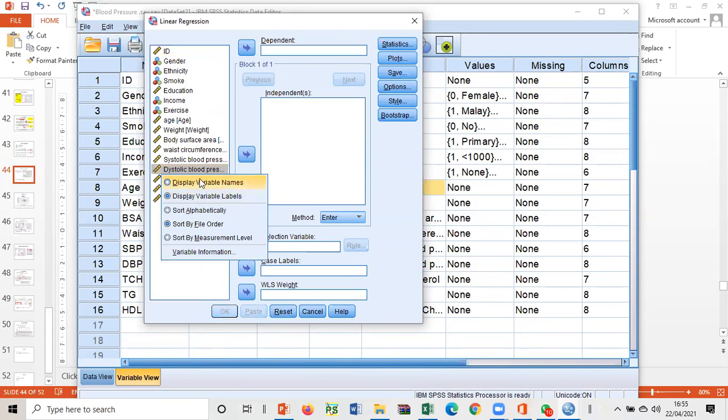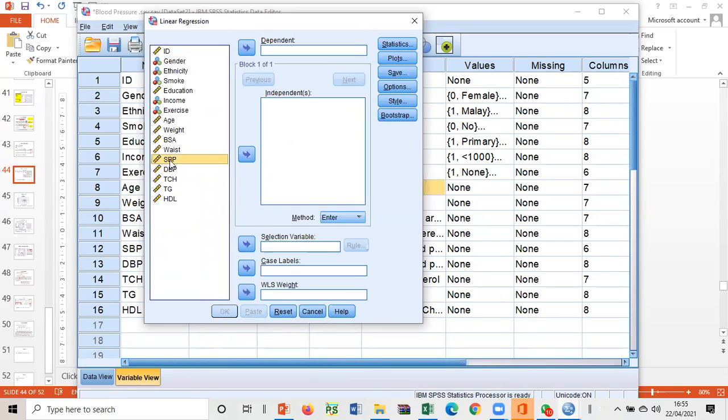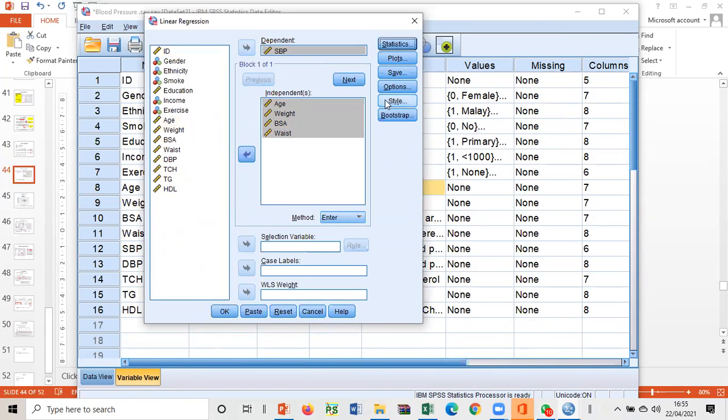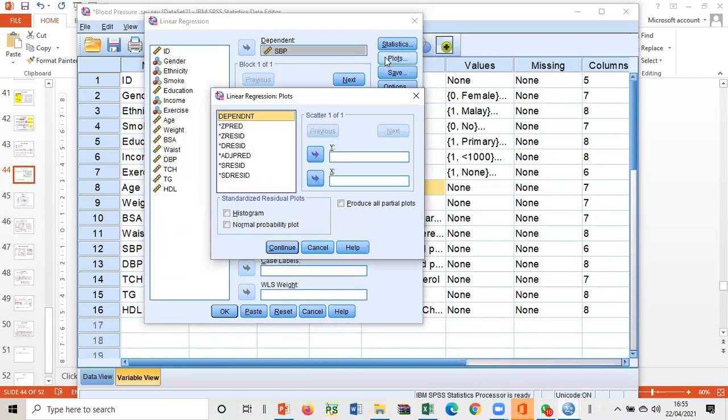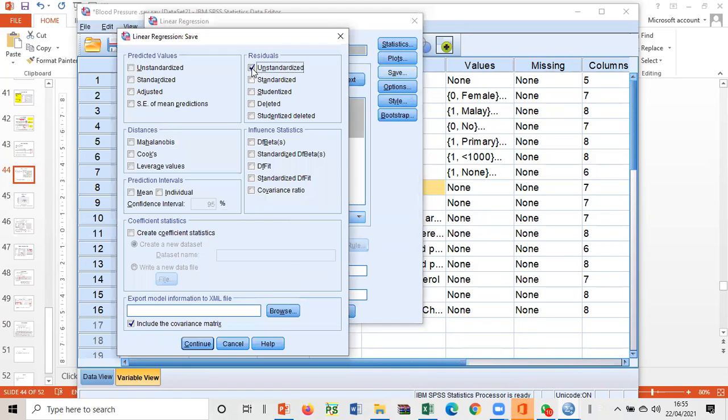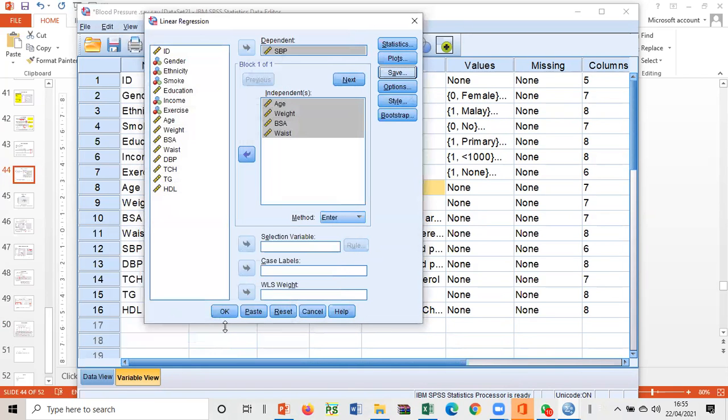Reset. I want to know whether SBP depends on age, weight, BSA, and waist. I also want to know whether there's a problem of multicollinearity. And I want to see whether the assumption of the residuals being independent is met or not. Always residuals and predicted. And I want to save the residuals to test for normality. So, finish.